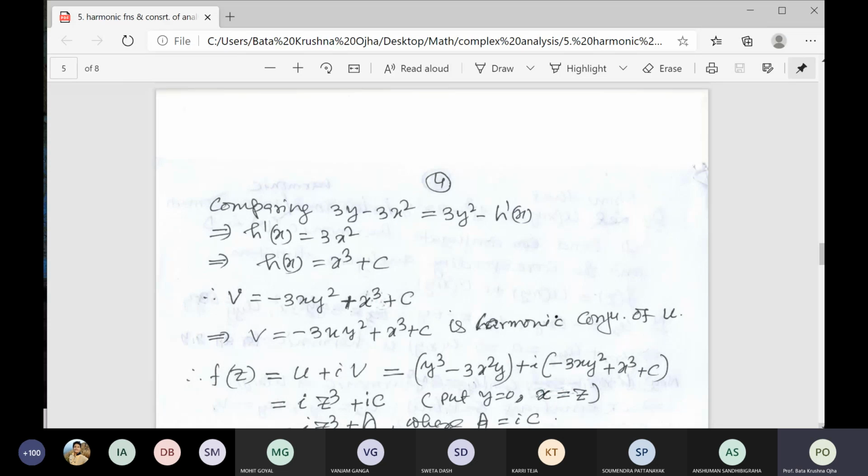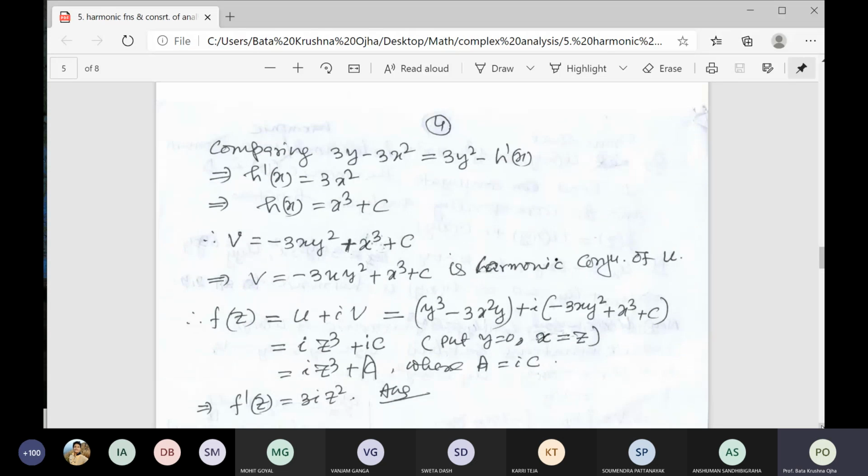If u and v are known, then f of z is equal to u plus iv. Just substitute the value of u, then the value of v.